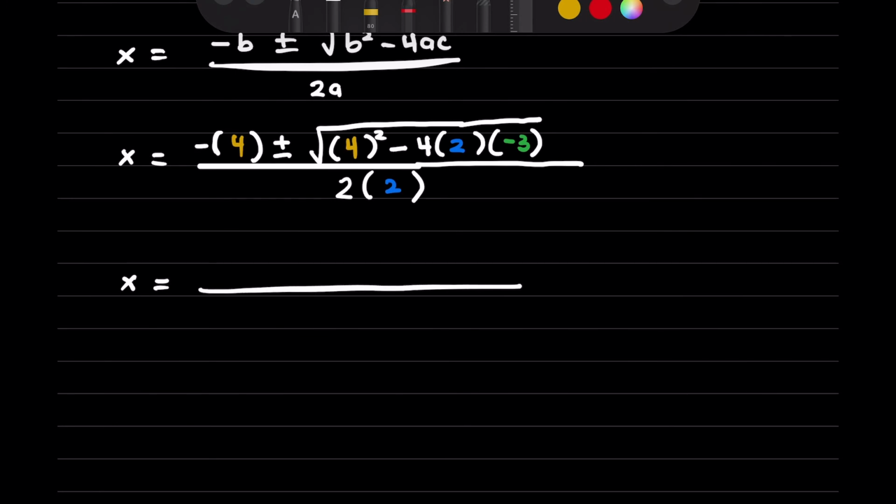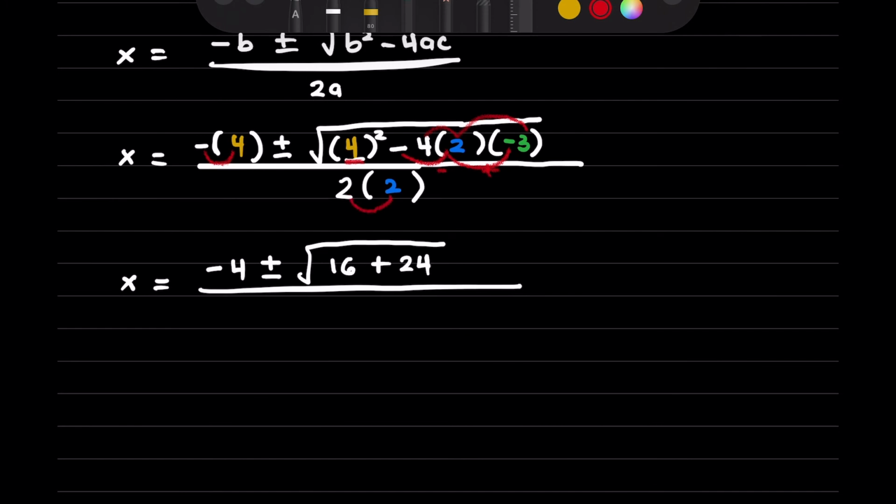So, negative times positive, that's negative. So, we have negative 4 plus minus. What is 4 squared? That is 16. Next. Negative times positive, that's negative. Times negative, that's positive. So, magiging positive yan. So, multiply na natin yung number. 4 times 2, 8 times 3, that's 24. Right? So, that's 24.